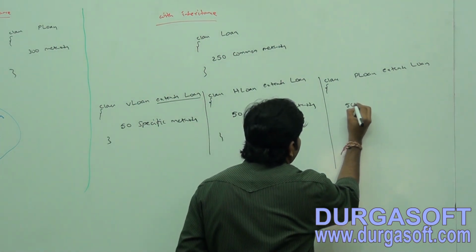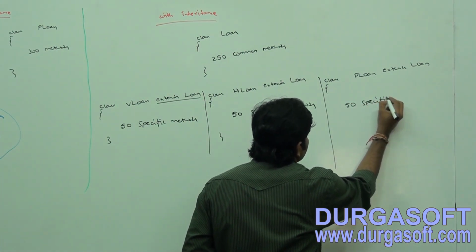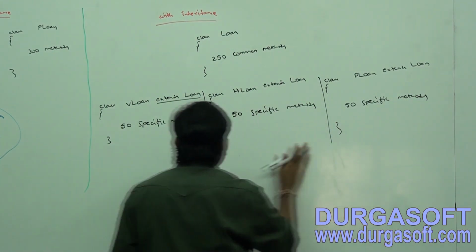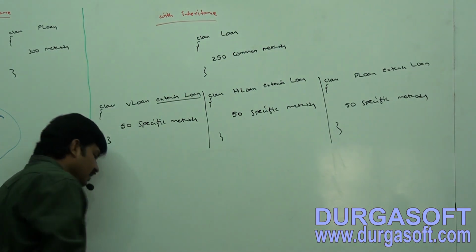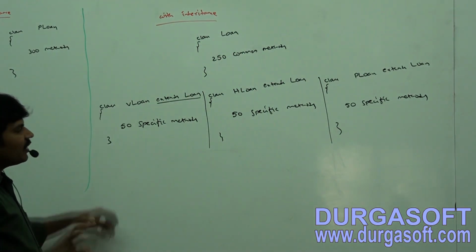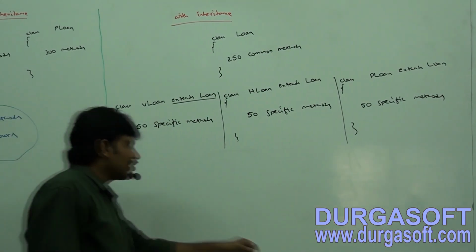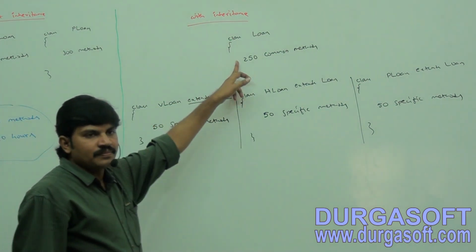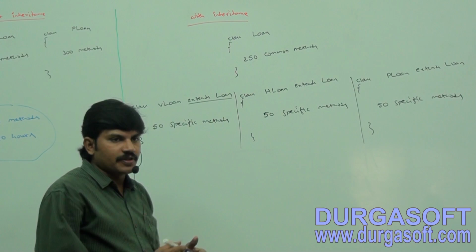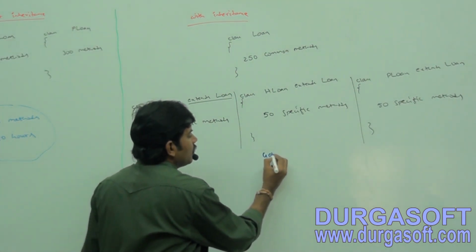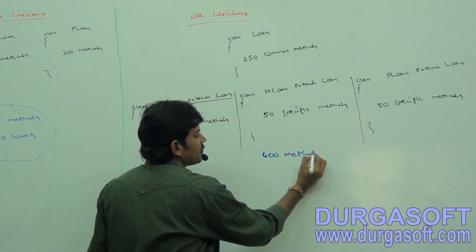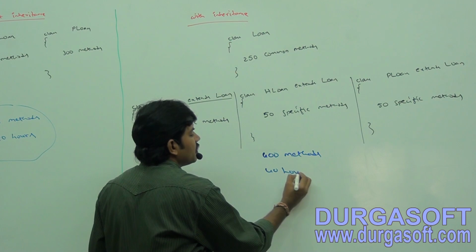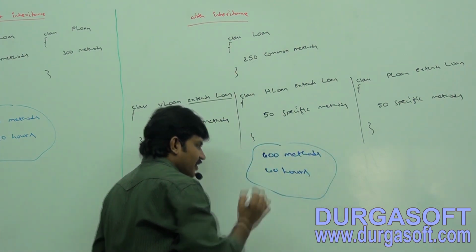Now here once again, 50 specific methods we have to write in this case, right? Now can you tell in total how many methods we require to write? Here 250, plus 50, plus 50, plus 50 is nothing but just 400 methods we require to write. Assume the development time required is just 40 hours.